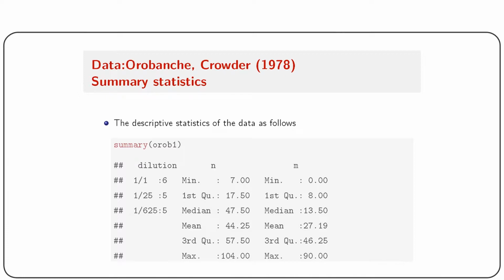We can first get the descriptive statistics of the data by summary of orob1, and then you will get the mean, first quartile, median, third quartile, and maximum of n and m. There are three different dilution factors: 1, 1 by 25, and 1 by 625, and those occur 6, 5, and 5 times.